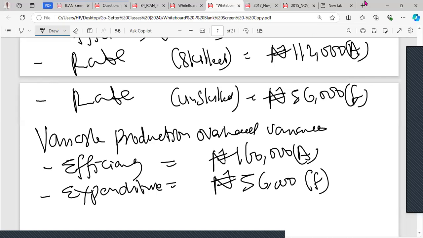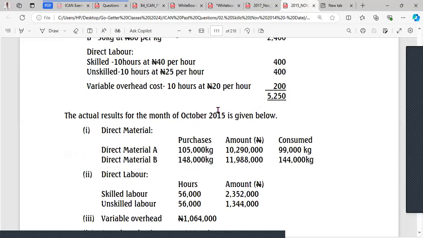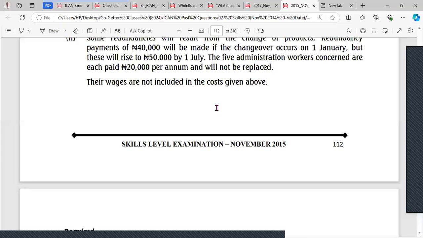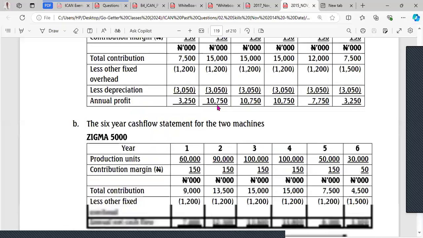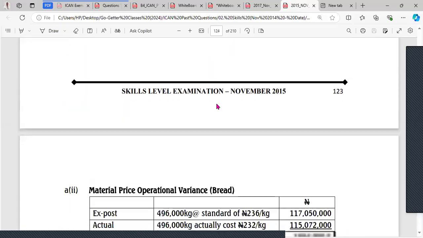So you were also asked to look for the possible causes of the variances computed. So without talking too much, let's go to the answer presented and see what was stated as the possible causes. And we can discuss them together. That's question number 5.